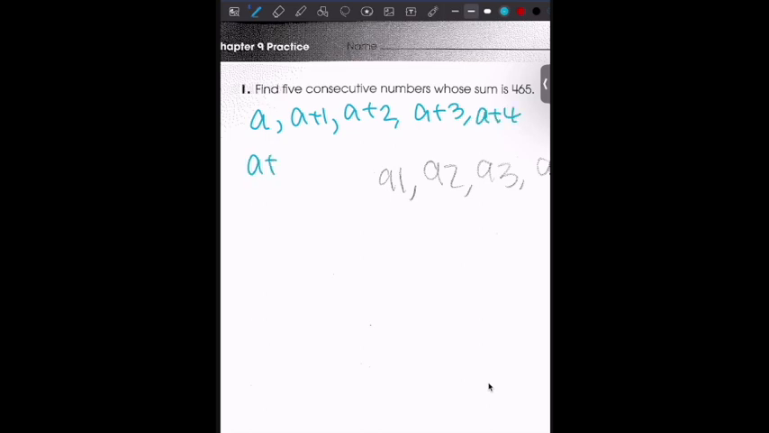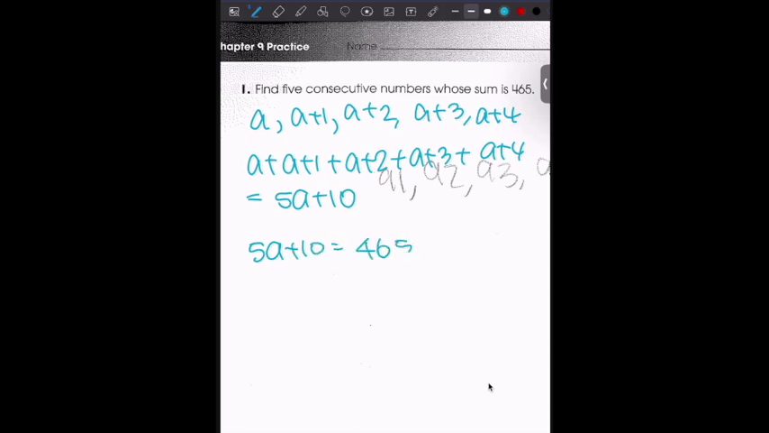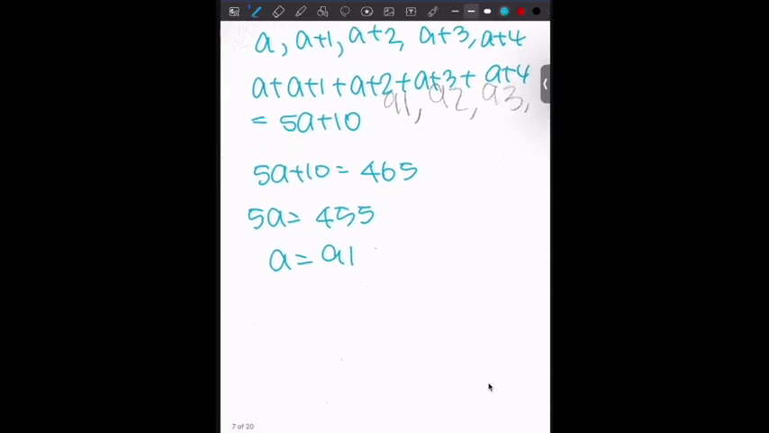And the sum of all of these can be written as 5a plus 10. And so 5a plus 10 is going to equal 465. And so 5a is 455, and so a is going to be 91. That means that we start with 91, and our consecutive numbers are going to be 92, 93, 94, and 95.